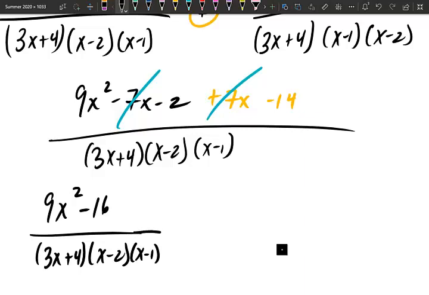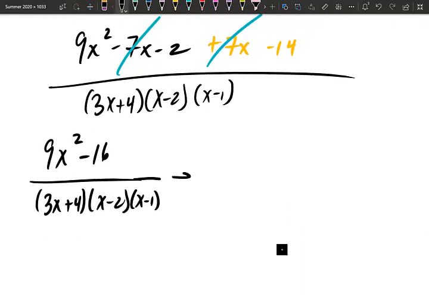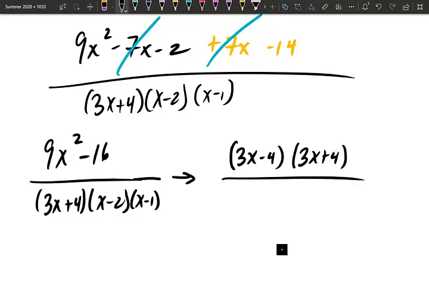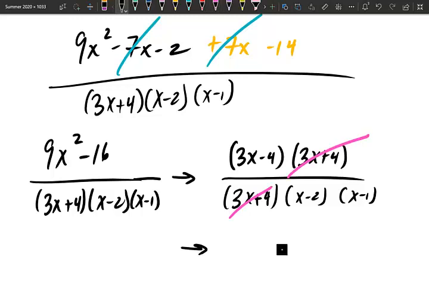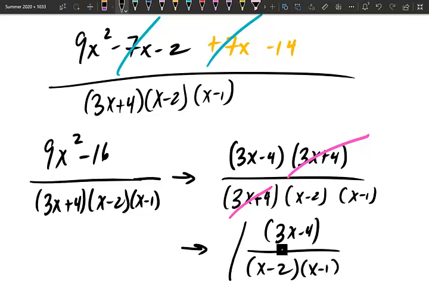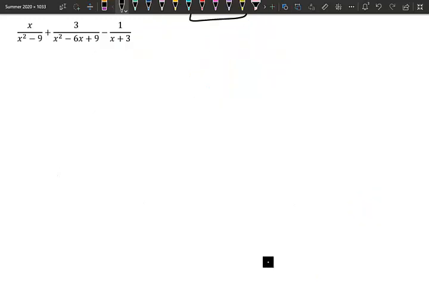We can factor the top because it's a difference of squares. So we can factor the top into 3x minus 4, 3x plus 4 over our denominator. Cancel out like factors, so 3x plus 4, 3x plus 4, and what we're finally left with is 3x minus 4 over x minus 2, x minus 1. Remember, never multiply the bottom. Let's factor.